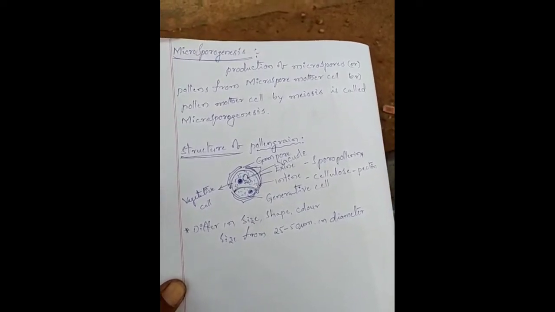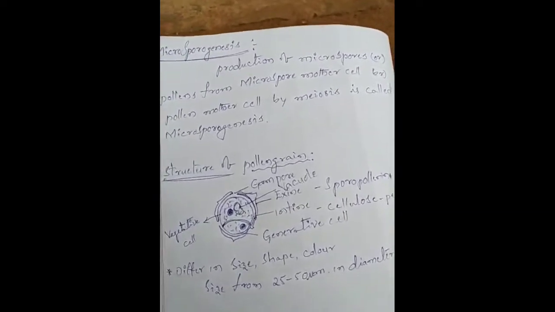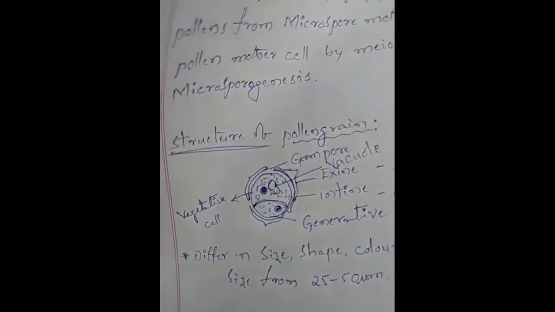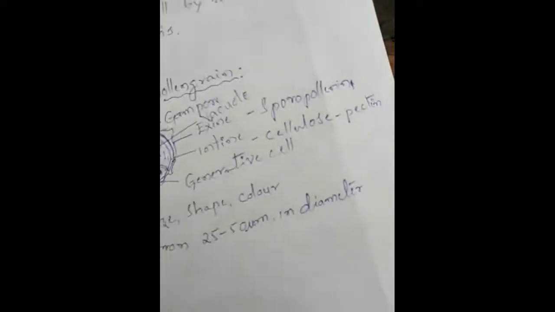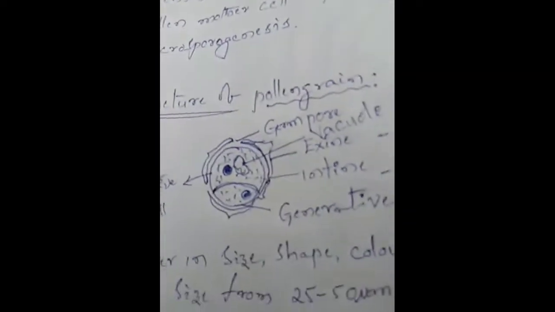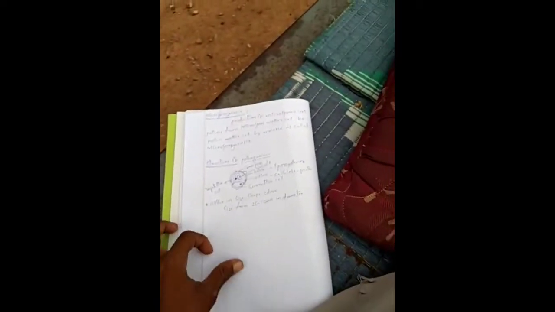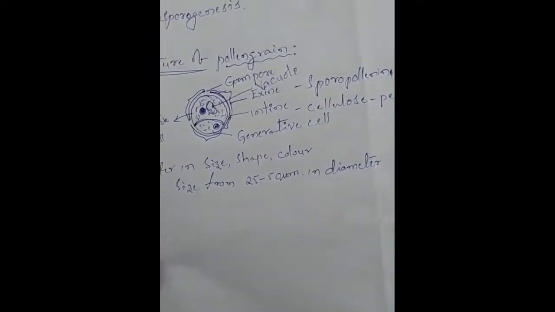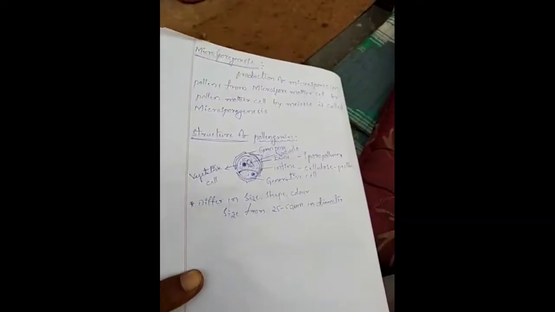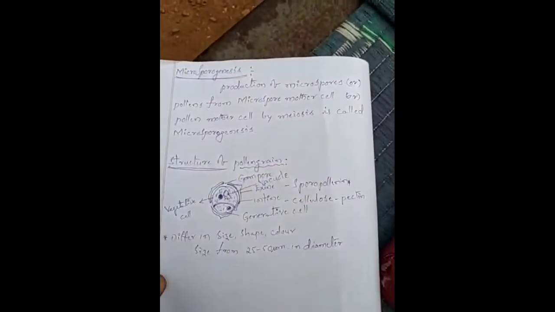Now we have to study the structure of the pollen grains. The morphology of the pollen grains may differ in different plants. They vary in size, shape and morphology. The morphology will differ. Now we have to study here.